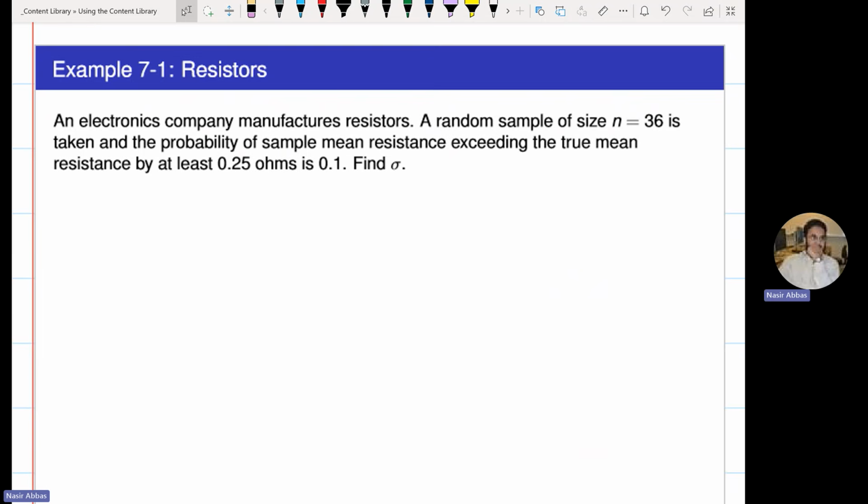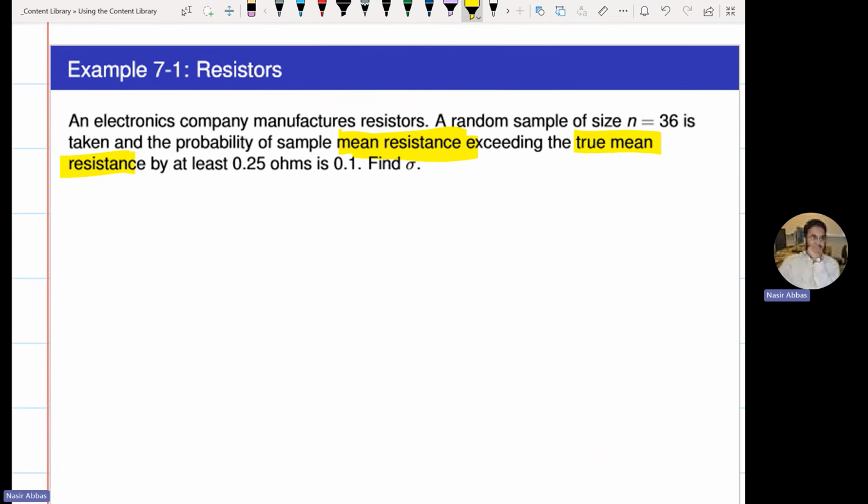Now this is a different way of asking a question, tougher than the previous 4 questions. An electronic company manufactures resistors. They don't tell you the distribution of X, the mean, or the standard deviation. They just tell you that there is an X. A random sample of 36 resistors is taken and the probability of the sample mean resistance exceeding the true mean resistance by at least 0.25 is 0.1.